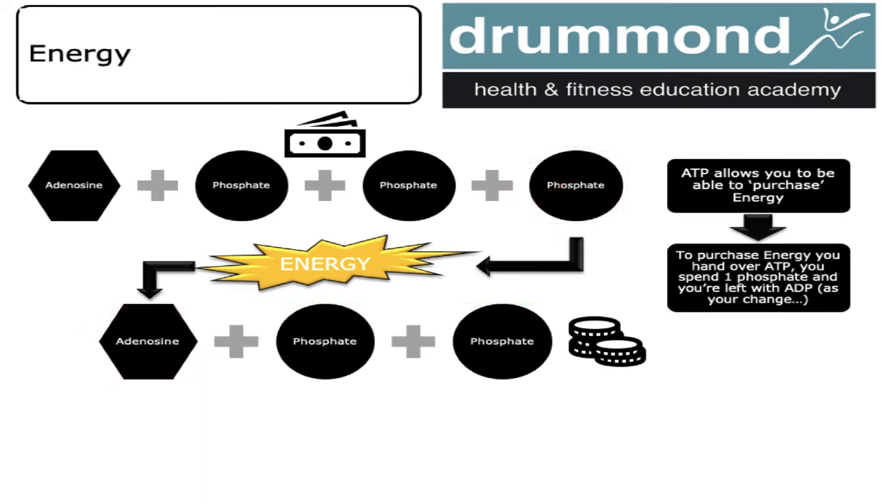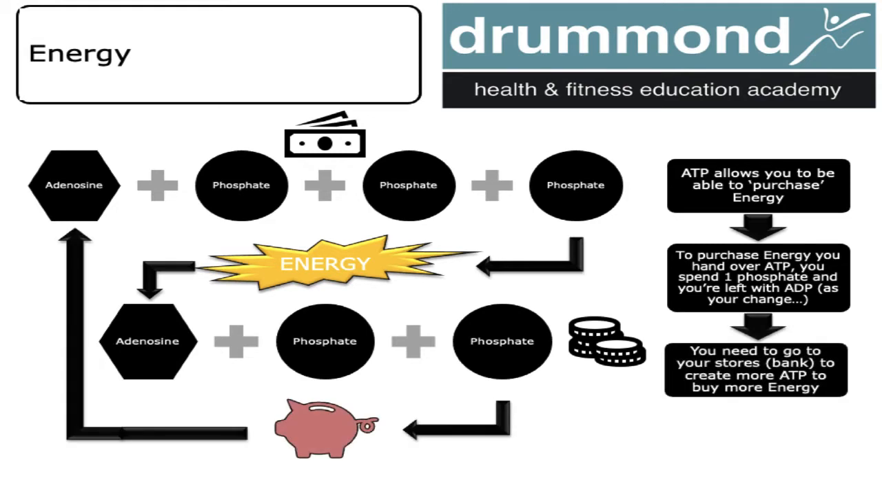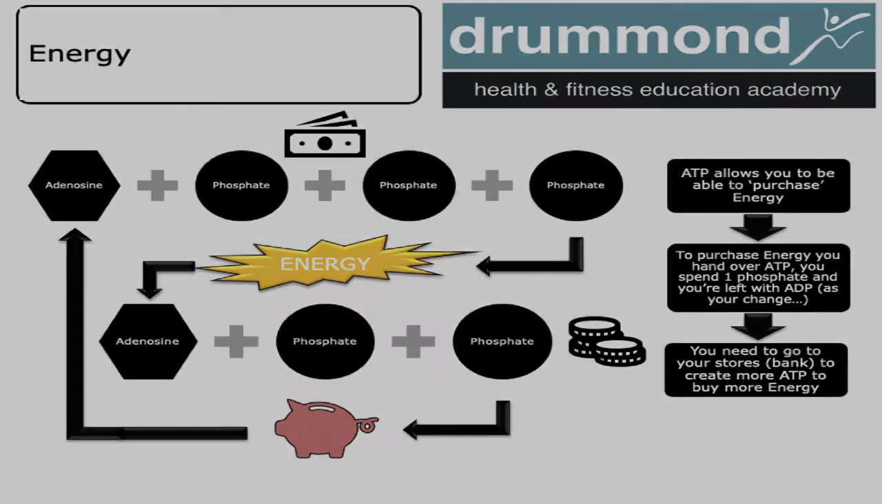If you want to resynthesize ATP or reproduce ATP to be able to purchase more energy, you need to then go to your stores, which is almost like going to your bank account. You need to go to the stores and your bank to then be able to create more ATP to then be able to produce more energy. The rate that you're able to reproduce ATP will all be determined on the intensity as well as some other factors that will influence the ability to resynthesize ATP.